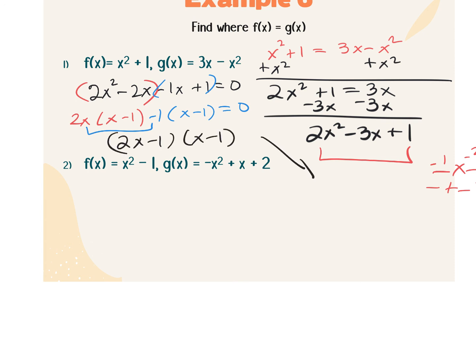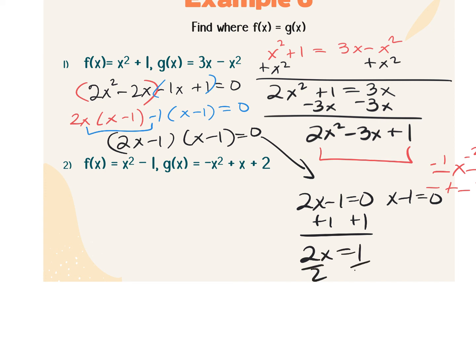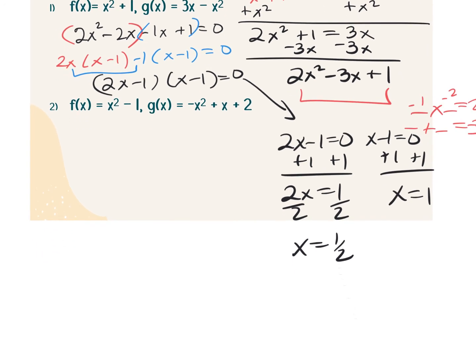So now I need to set each of these equal to 0. So 2x minus 1 equals 0, x minus 1 equals 0. Add 1, divide by 2, x equals 1/2. Over here I'll add 1, x equals 1. So again, if it just asks you to find what x equals, it's 1/2 and 1.